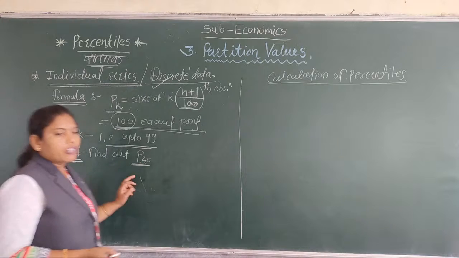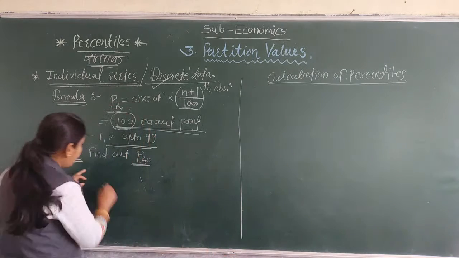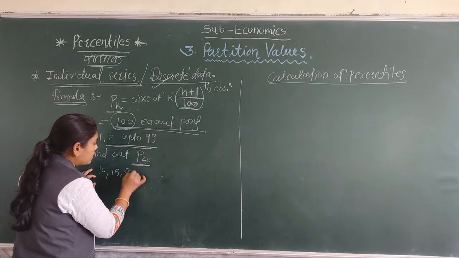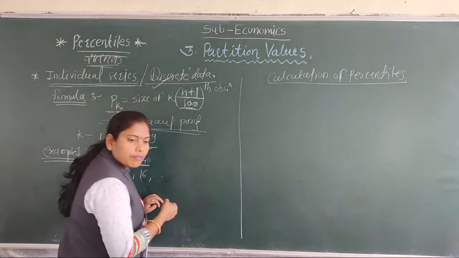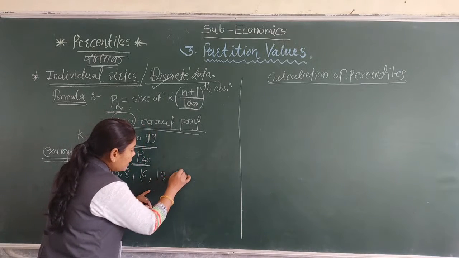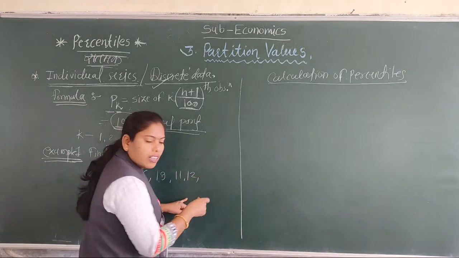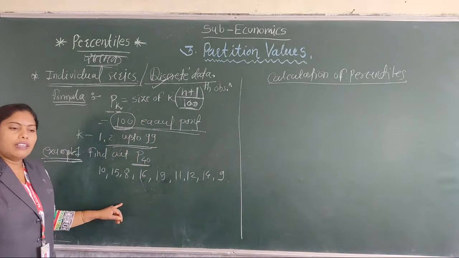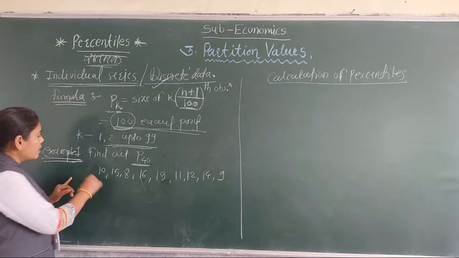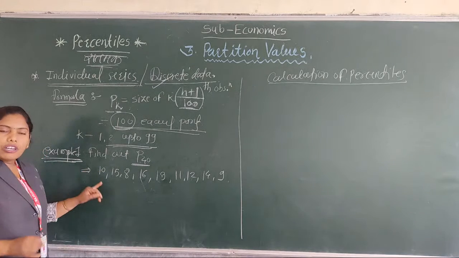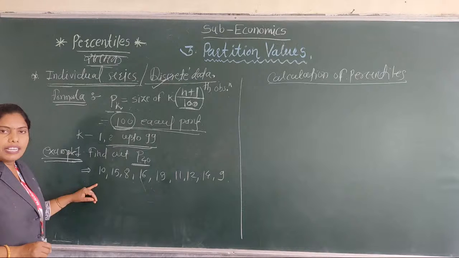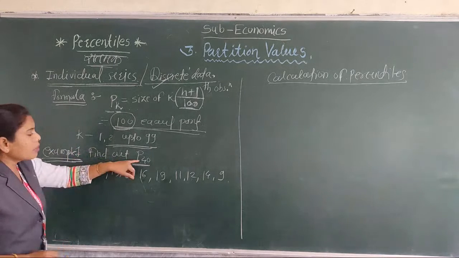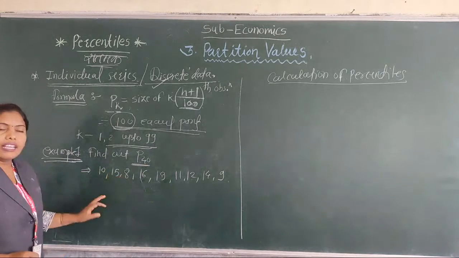The data is 10, 15, 8, 16, 19, 11, 12, 14 and 9. It is the raw data. First of all, arrange these data. The first step of calculation of P40 is to arrange these data in ascending order.